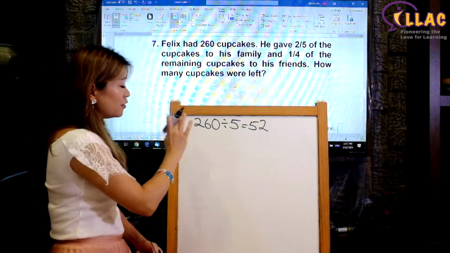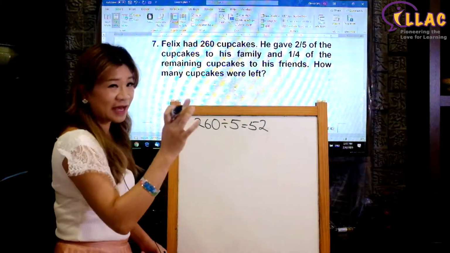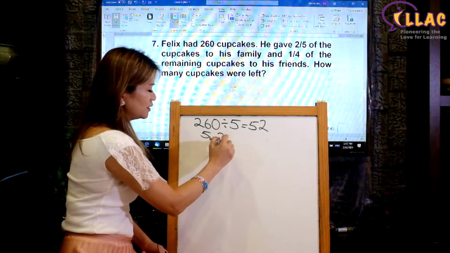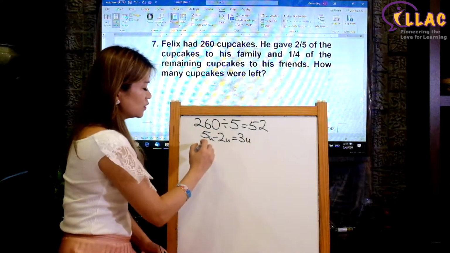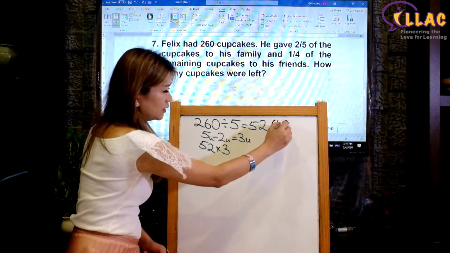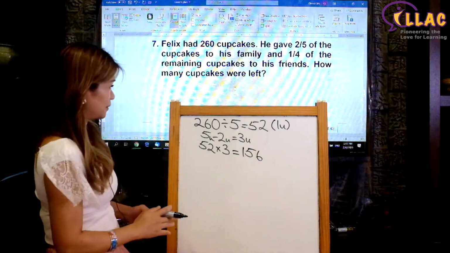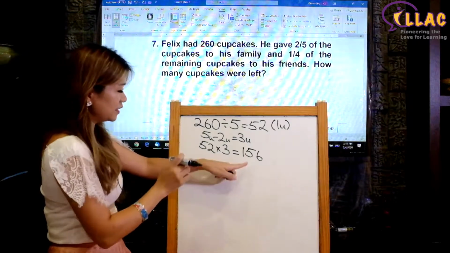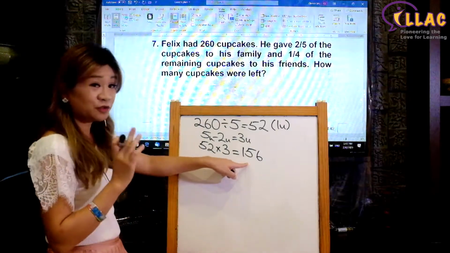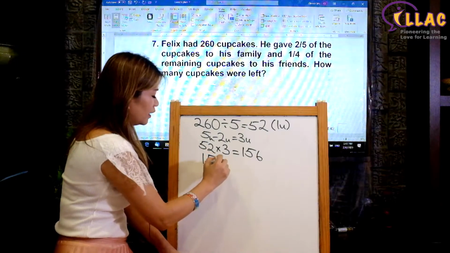Okay, so he gave 2 parts of this, 2 of this into his family, which means how much is he left? He will be left 5 minus 2 units, which will give you 3 units. So he is left with 3 of this 52. Because this is 1 unit. And that will leave you with 156 cupcakes. 1/4 of this remaining 156 cupcakes are given to his friends, which means this 156 is again divided into 4 parts.